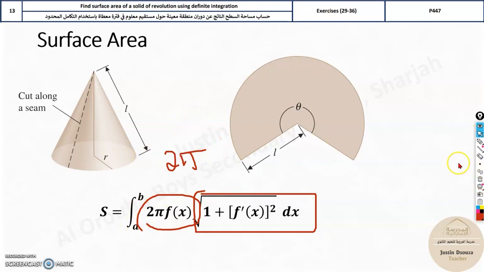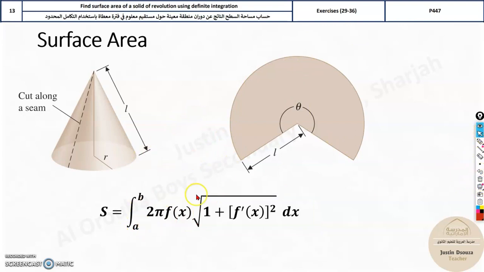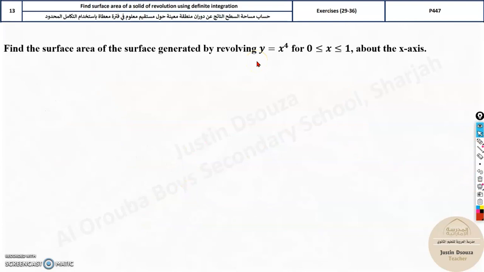Now the integral from a to b, the limits will be given. We will look into a problem. Find the surface area generated by revolving this particular equation, y = x to the power 4, for x greater than or equal to 0 and less than or equal to 1, about the x-axis.